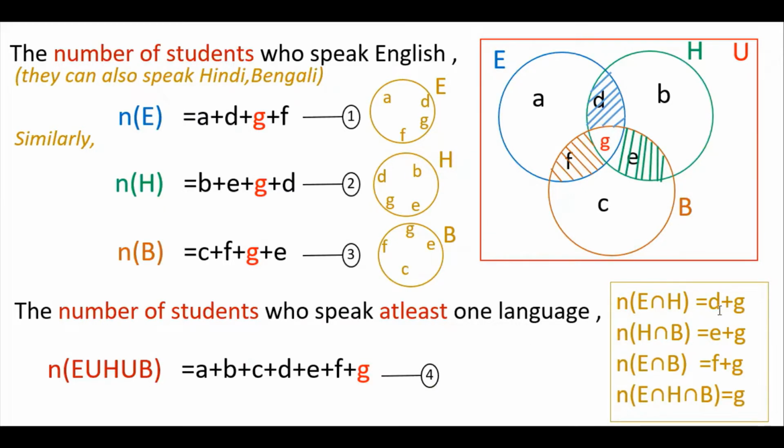This is the fourth one. And if you see here, N of E intersection H is D plus G. Only English and Hindi is D, but both English and Hindi is D plus G. This is the difference. Only English and Hindi means they cannot speak Bengali, so that is D. But if you take both English and Hindi, that is D plus G. So N of E intersection H is D plus G, and N of H intersection B is E plus G. Similarly, N of E intersection B is F plus G. And N of E intersection H intersection B is G.